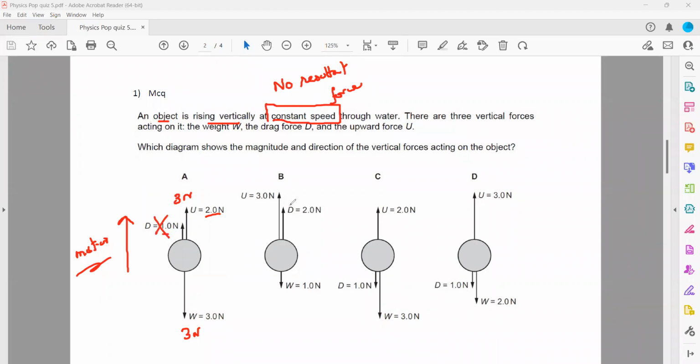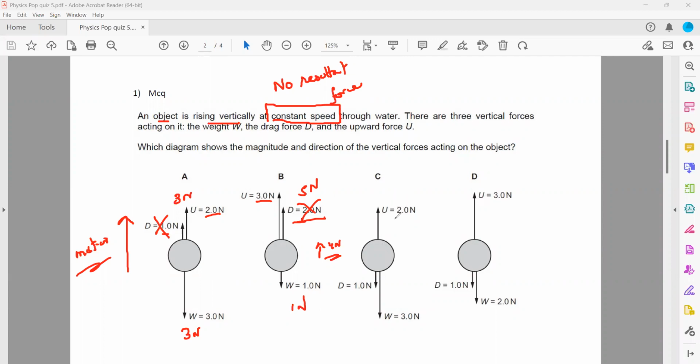When we check B, even without calculation, there is a resultant force in B: 3 and 2, that is 5 Newton upward and 1 Newton downward. So there will be a resultant force of 4 Newton. So it won't move at a constant speed. And another mistake in this one is that there is a drag which is acting upward. The drag should always oppose the motion. So if the object is going up, the drag should be down. If the object is going down, the drag should be up.